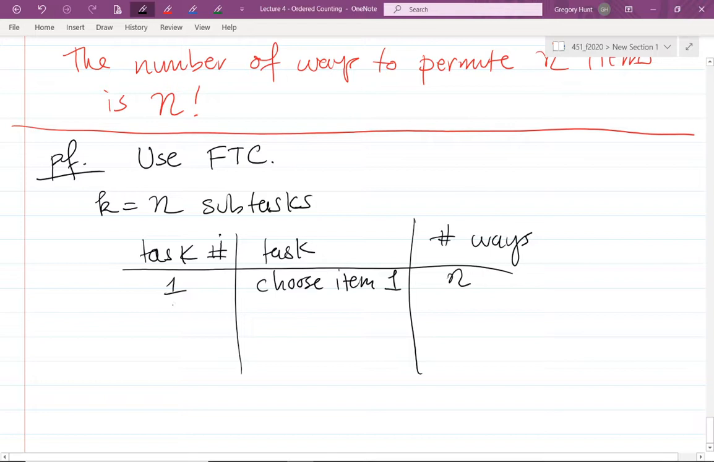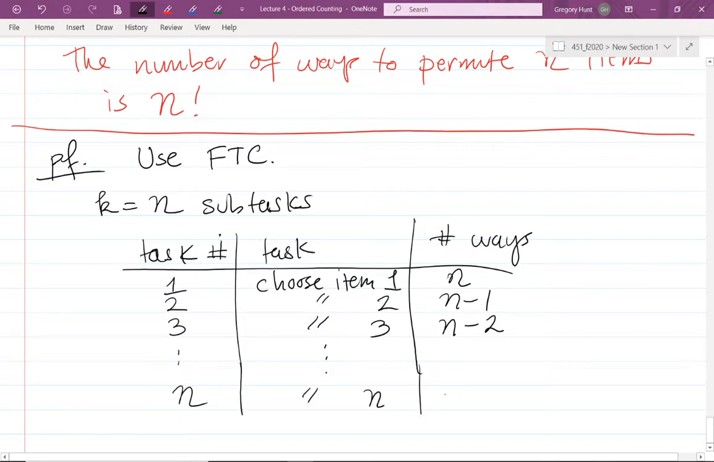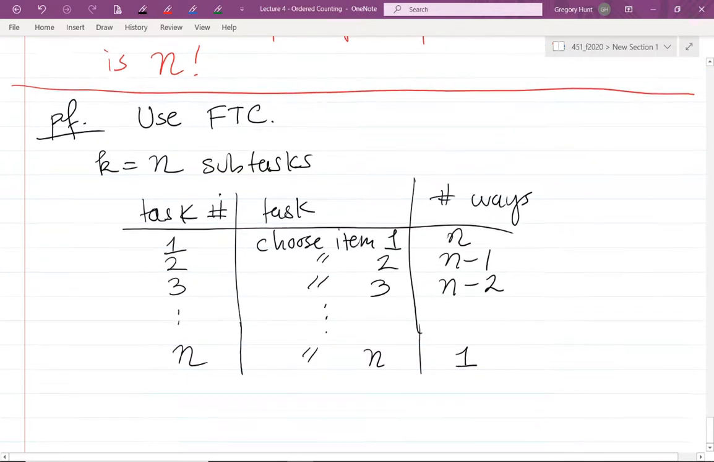My second task, task 2, is to choose item 2. Now, I can't choose whatever I chose in the first task. That's not allowed. But I can choose any of the remaining n minus one items. And so I have n minus one ways to do that. My third task, choose the third item in my permutation. I can choose any of the remaining n minus two items. And I end up with n tasks. My nth task is to choose the nth item, and I will have one way of doing that.